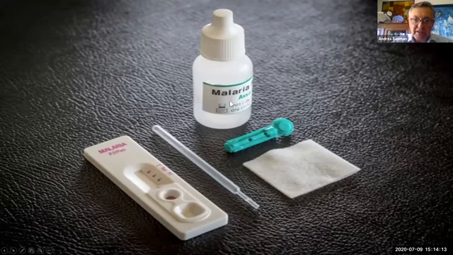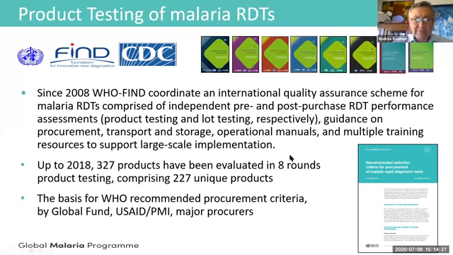So let us go a little more into detail on the RDTs. This is the buffer solution. This is a typical cassette. This is another type of blood collection device. This is, of course, the lancet and the alcohol swab. And WHO has a system for periodic evaluation of the performance of these tests. So far, up to 2018, WHO has done 8 rounds of assessment and more than 327 RDTs have been assessed, as unique products.